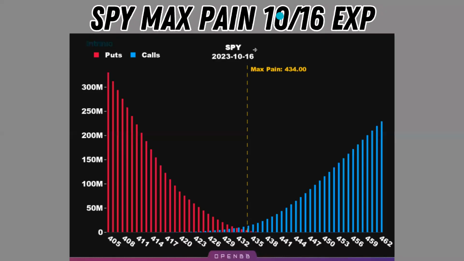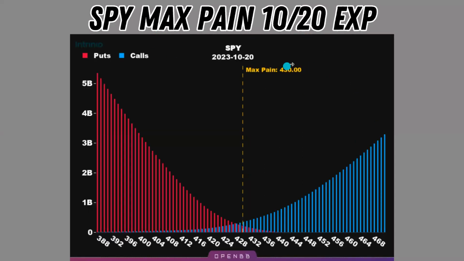So our max pain level for today is going to be 434, right? For the S&P 500 ETF, the SPY ETF, 434 is that max pain level. And then you have here 430 is going to be your max pain level for Friday. So pay attention to 430 as the week progresses and we get closer to that Friday expiration. If we start to go below or above that level, just know that it's very possible that the stock might try to gravitate back towards that 430 area by Friday and by the 10/20 expiration.